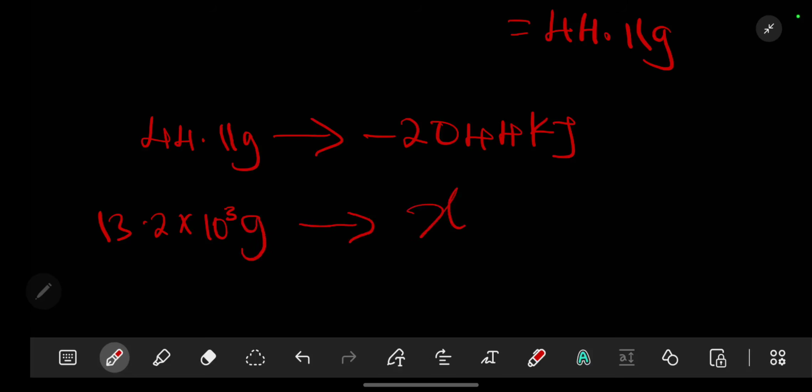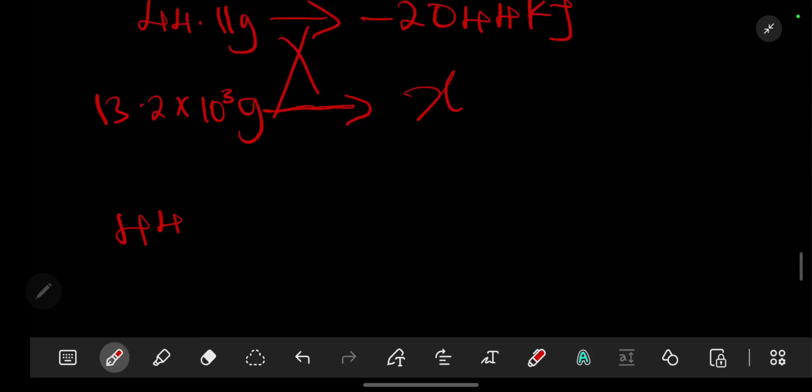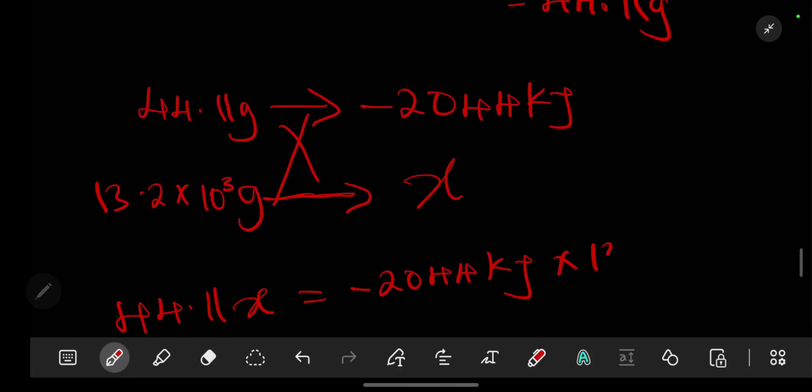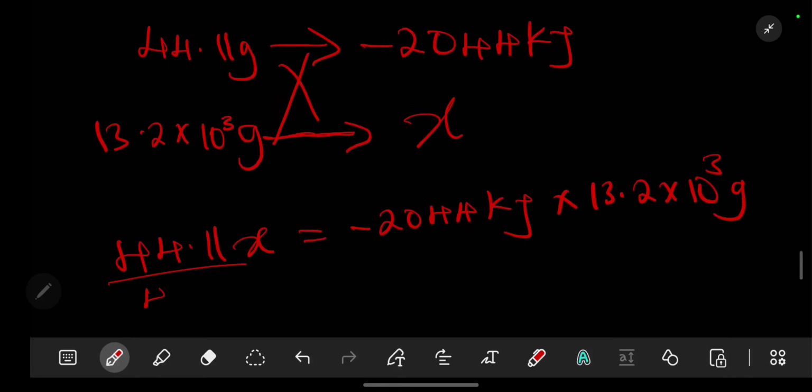So this should be equal to x. If you want, you can convert to grams using the usual way, but kilo is just 10 to the power 3. So if you just put it there, it means you have converted. So we are going to cross multiply. So it will be 44.11 times x, which will be 44.11x, should be equal to negative 2044 kJ times 13.2 times 10 to the power of 3, then we have the grams. So we divide this by 44.11 grams.